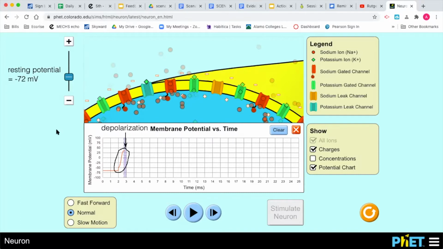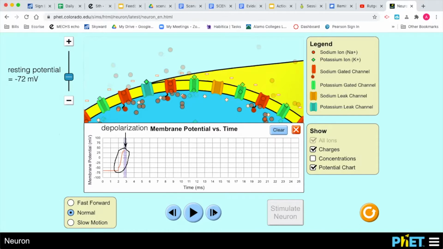It was positive outside, negative inside. We have changed that. We had made them equal to each other and then slightly positive inside. And so we changed that polarization. So we depolarize the membrane. This was polarization. This is depolarization.